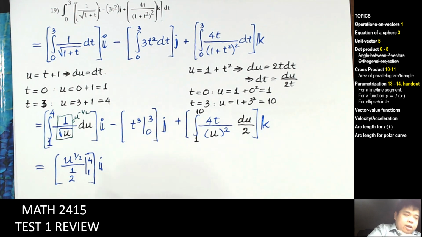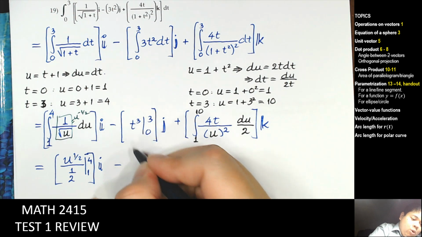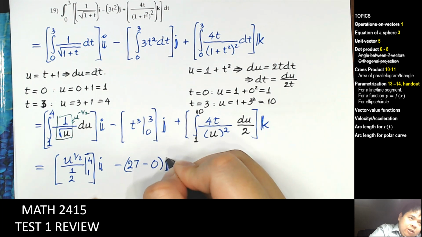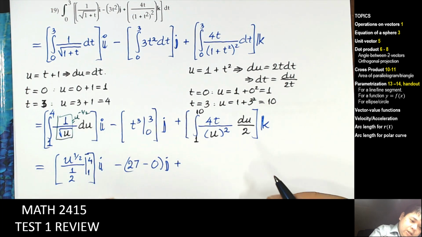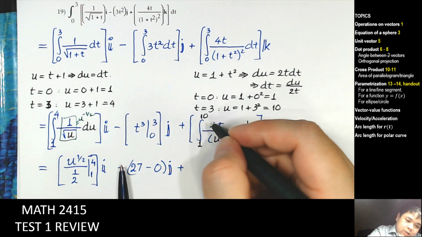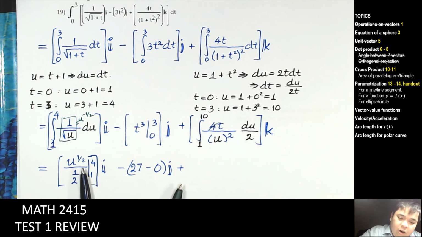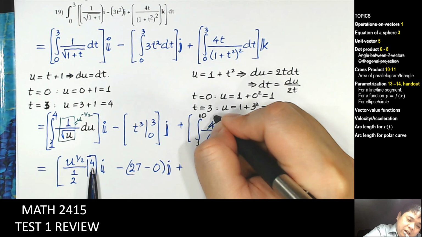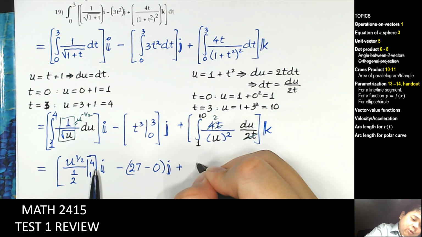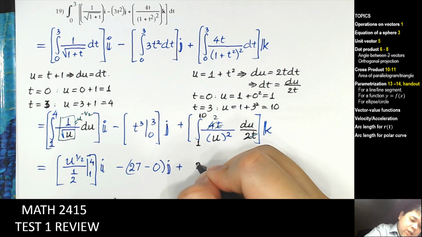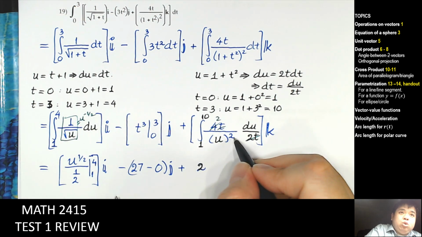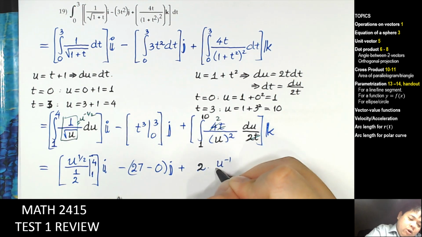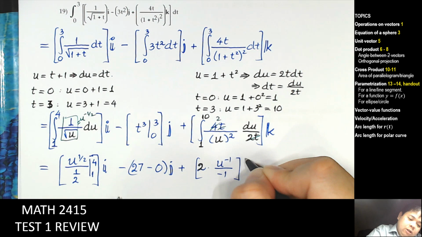Alright. This is just 3 squared, so that's 27 minus 0 j. And I forgot the t here, right? So cancel the 2t with the 2. So we have 2 over u squared, which is u to negative 2 because that's at the bottom. So the integral will be u to negative 1 over negative 1, from 1 to 10.